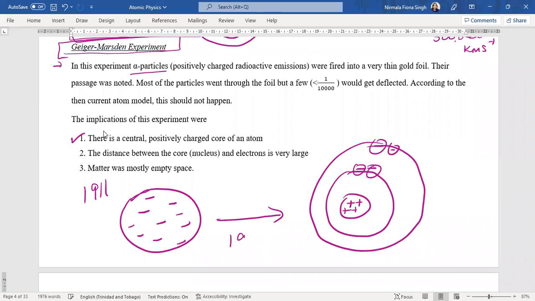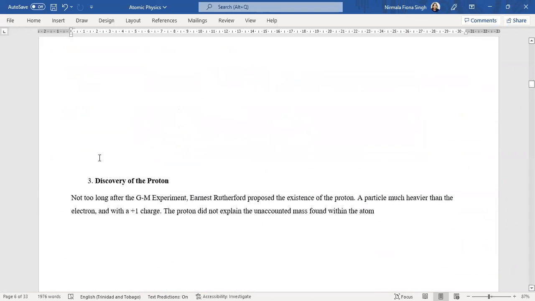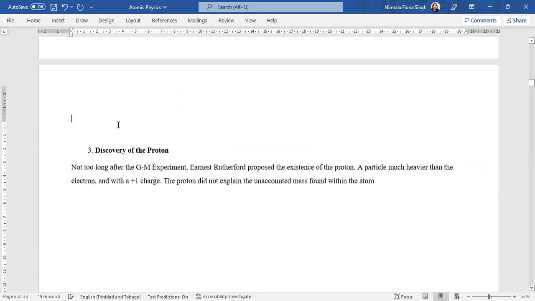Just 1 year, 1911. We went from this to basically something that looks familiar, similar to what we know now. One experiment, as I said, changed everything. So let's continue reading. The discovery of the proton.